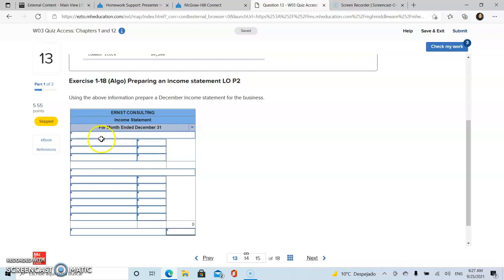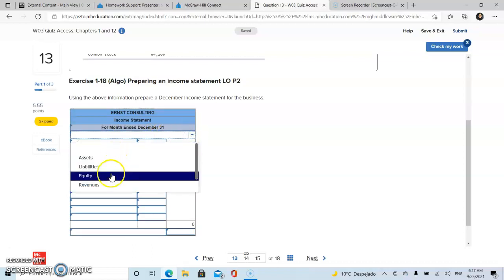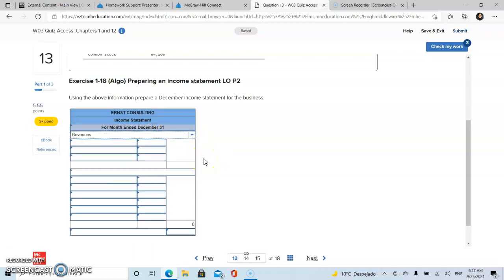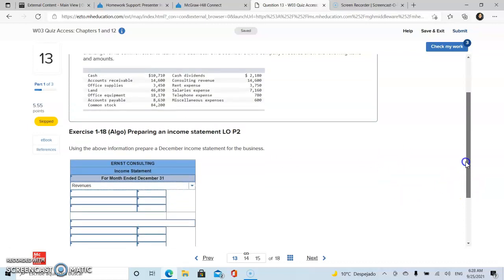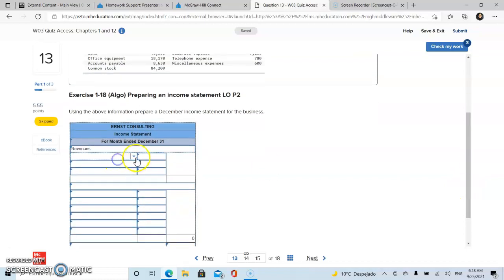And then we're gonna start with the revenues. Revenues are reported first in the income statement. Revenues is the total amount of income generated by the sale of goods or services related to the company primary operations. The only revenue that we can see in our list is consultant revenue. So we're gonna go ahead and put that information right here. Okay, so it will be our total revenues.